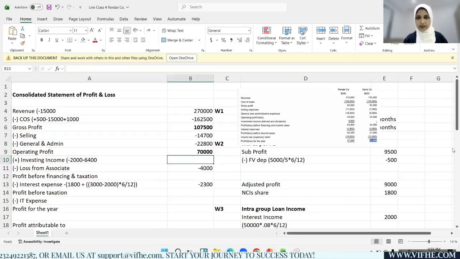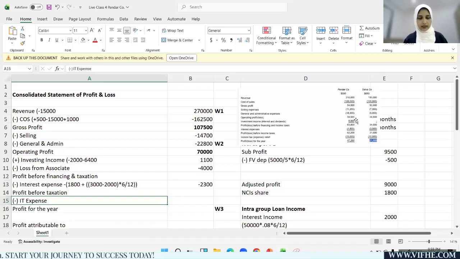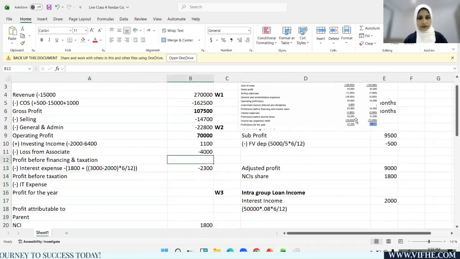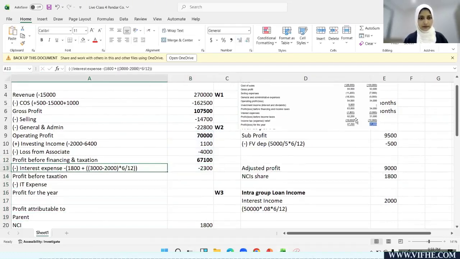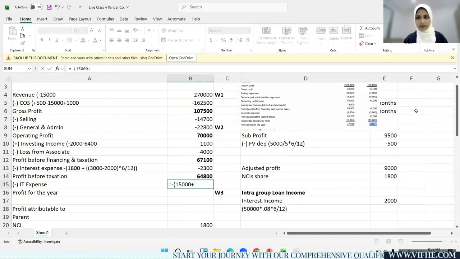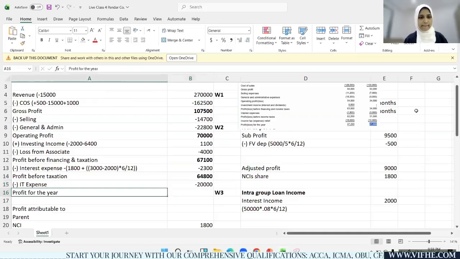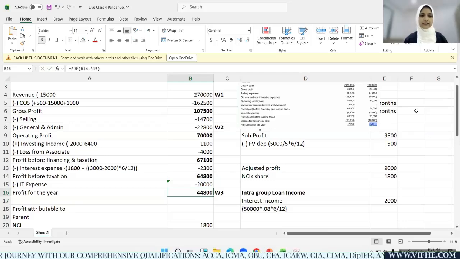Then you have investing income. So investing income, you have 9,500 for parent, minus 2,000, minus 6,400. You have 1,100 still remaining. You have your loss from associate, then you have profit before financing and taxation. Interest expense you already calculated. Income tax expense, negative sign outside the bracket, 15 million plus 10,000. So 10,000 into a 6 by 12. So you have profit for the year as 44,800.